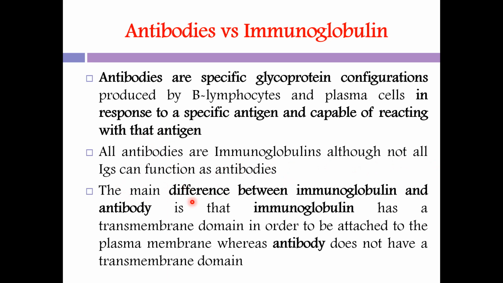Okay, the main difference between immunoglobulins and antibodies is that an immunoglobulin has a transmembrane domain in order to attach to the plasma membrane, whereas the antibody does not have any transmembrane domain.